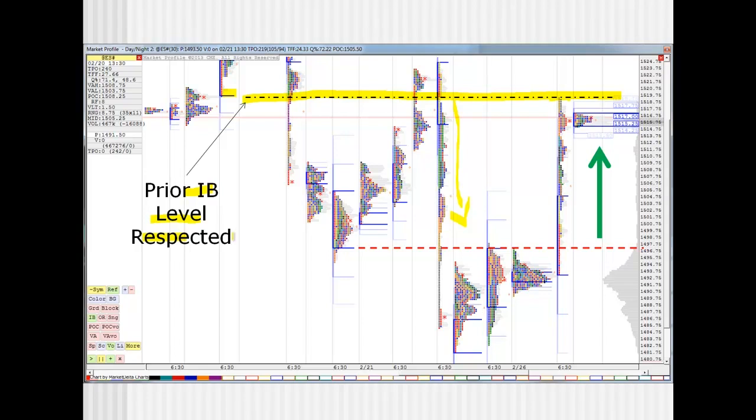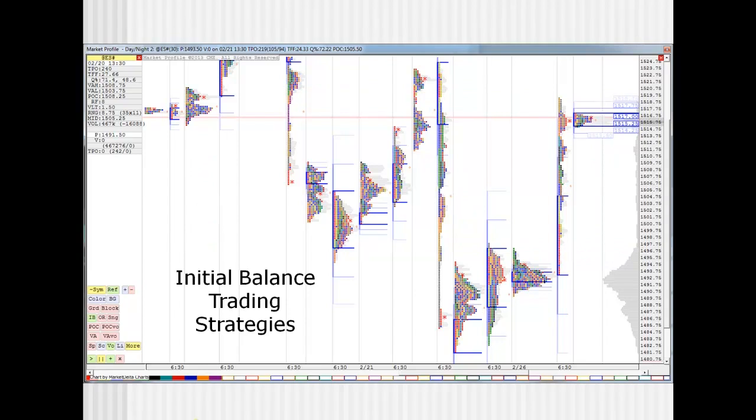So the initial balance is a critical period and has significant ramifications, and therefore it is used in many different types of trading algorithms. And that gives it another added significance, and that's why we need to pay attention to them, and that's why we will look at a strategy for trading on the basis of these IB levels. So now let's get into our initial balance trading strategies. What would we do? How would we trade these initial balances?